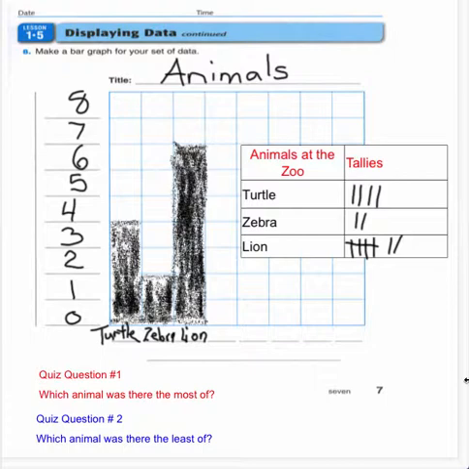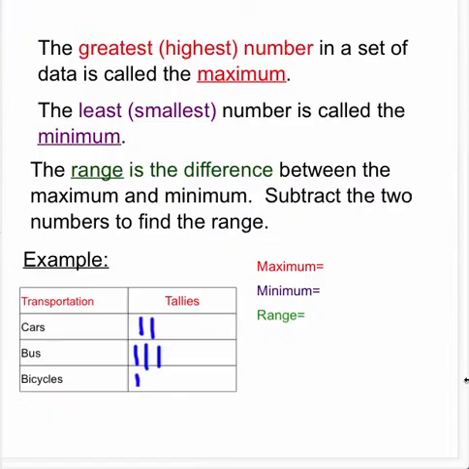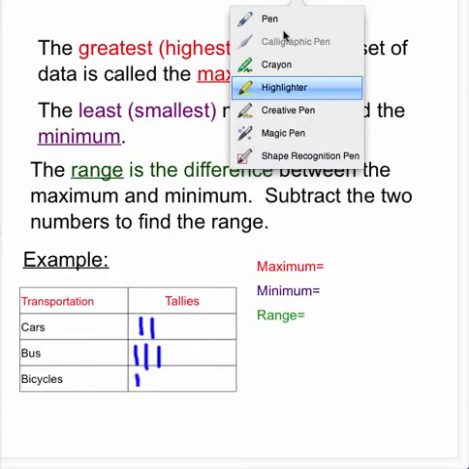We're now going to continue on with our lesson for the day. The greatest or highest number in a set of data is called the maximum. The least or smallest number is called the minimum. The range is the difference between the maximum and the minimum. We need to subtract those two numbers in order to find the range.